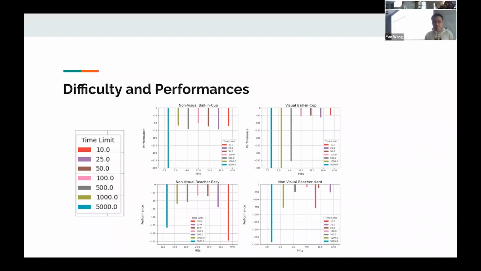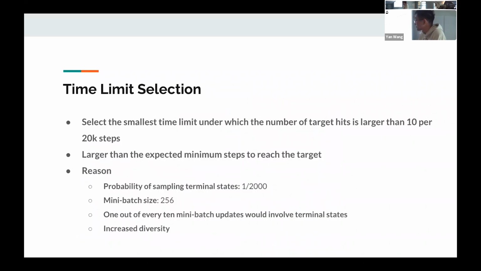However, the short time limit should be avoided in practice since they may result in suboptimal behavior. As the time limit becomes larger, the number of hits and the performance correlate well. Thus, the result confirms our hypothesis that the choice of time limit can directly affect learning performance. The direct correlation exists between the frequency of reaching the goal state and the final learning performance.